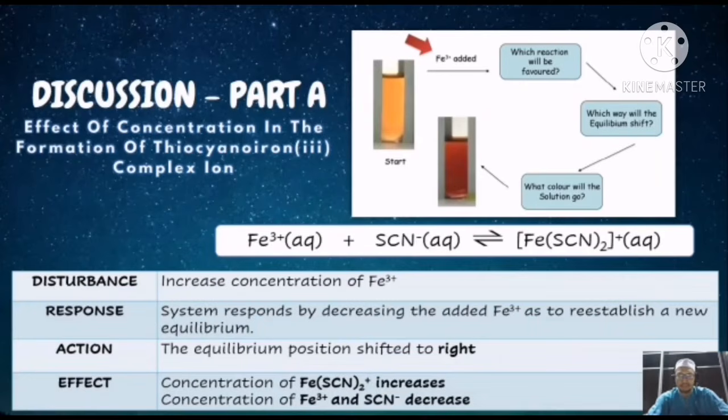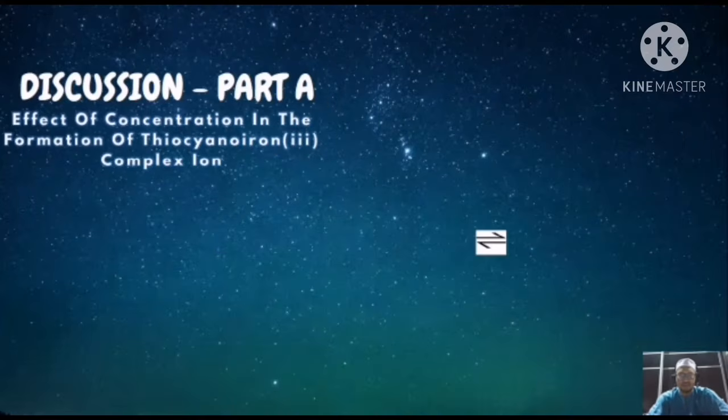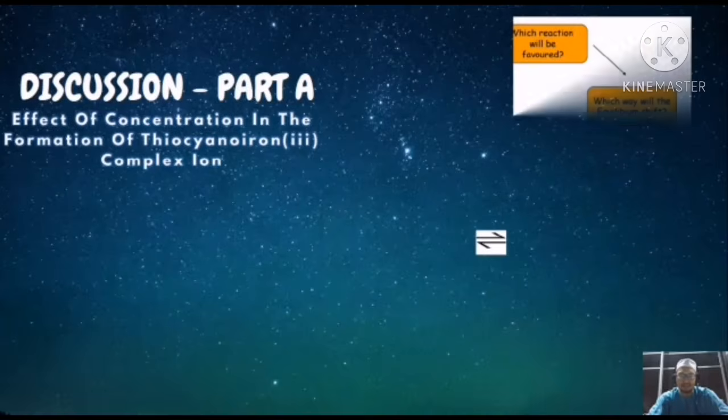The disturbance is that we increase the concentration of iron(III) ion. The system responds by decreasing the added iron(III) ion so as to re-establish a new equilibrium. The equilibrium position shifts to the right, and the concentration of thiocyanoiron(III) complex increases, and the concentration of iron(III) ion and thiocyanate ion decreases.